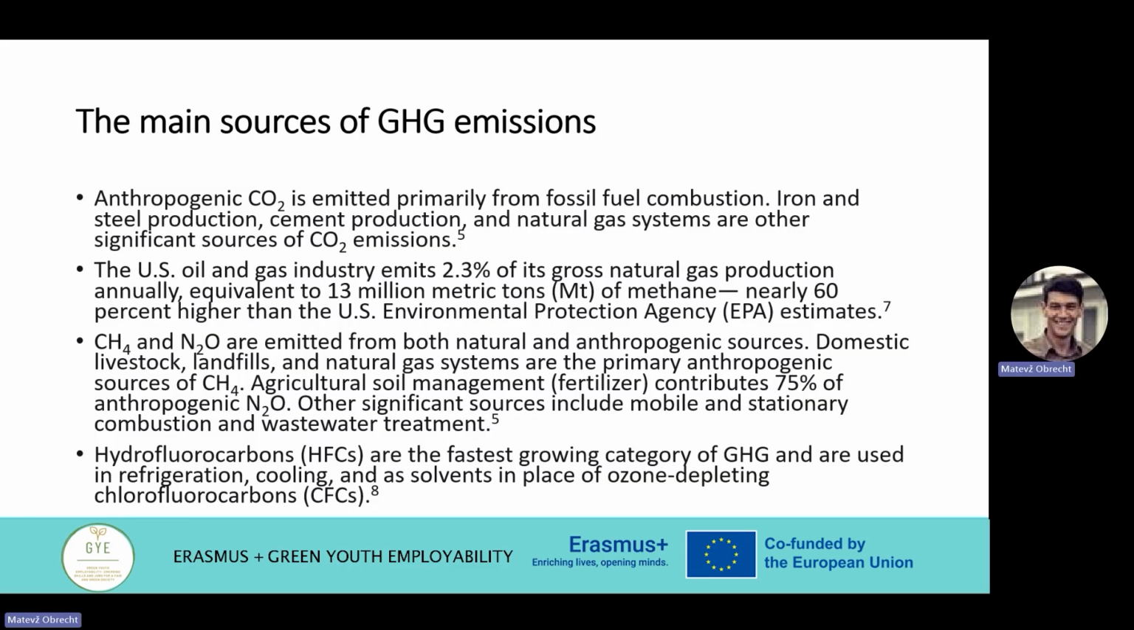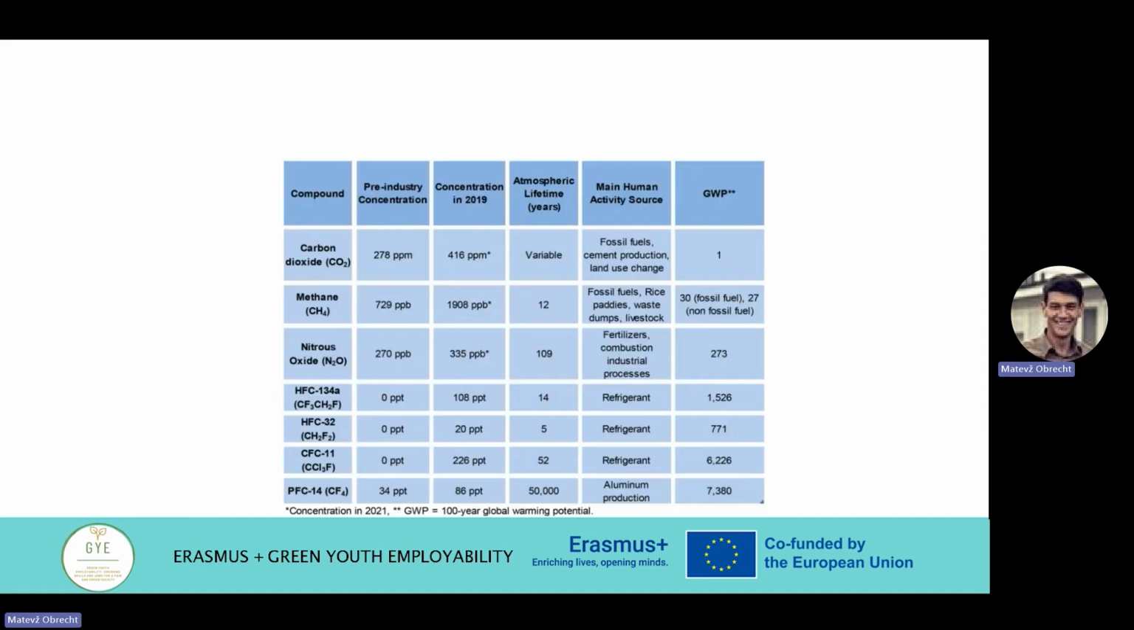Hydrofluorocarbons are the fastest growing category of greenhouse gases, and those are used mainly in refrigeration, so usually air conditioning and so on. Those are actually super greenhouse gases, meaning that their GWP could be 1,000, 2,000, or even 10,000 times higher than that of CO2. So here you can see the main greenhouse gases in the table.